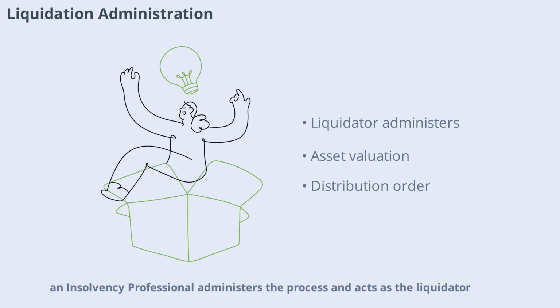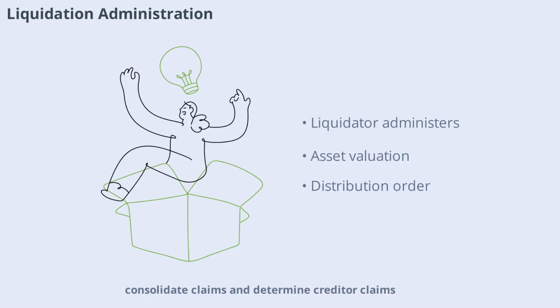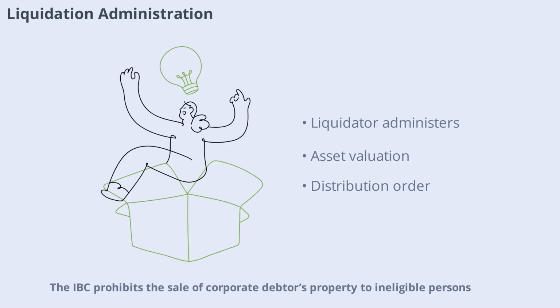An insolvency professional administers the process and acts as the liquidator. The liquidator appoints 2 registered valuers to evaluate assets, consolidate claims, and determine creditor claims. The IBC prohibits the sale of corporate debtors' property to ineligible persons. The proceeds from asset sales are distributed according to a prescribed order of precedence, ensuring fairness and transparency.